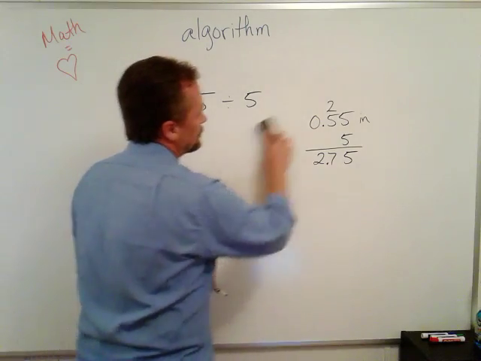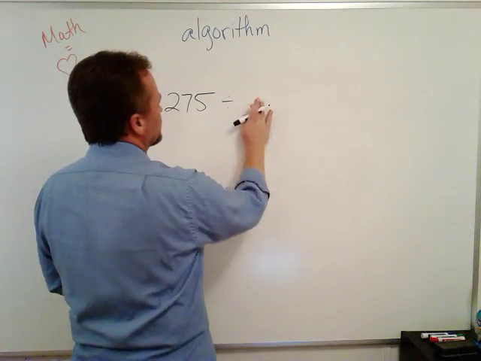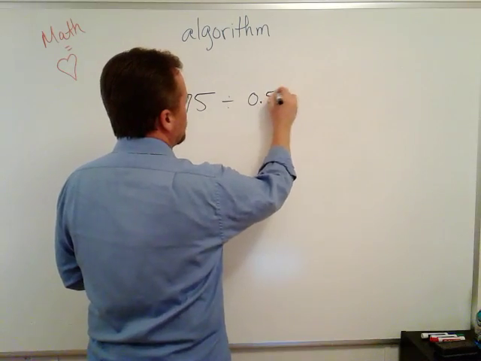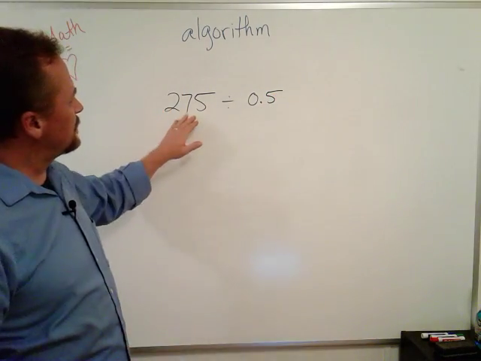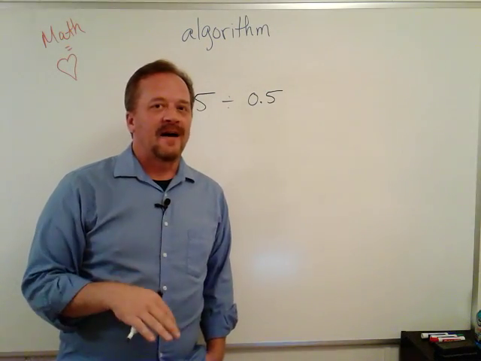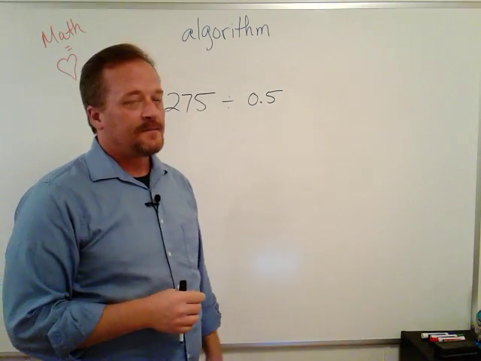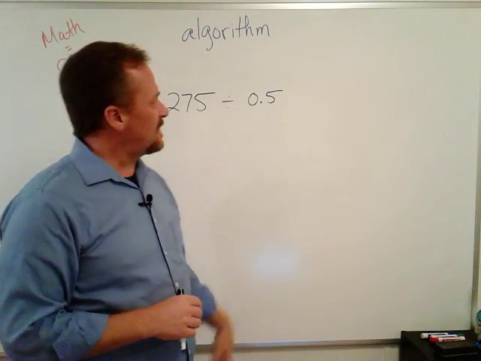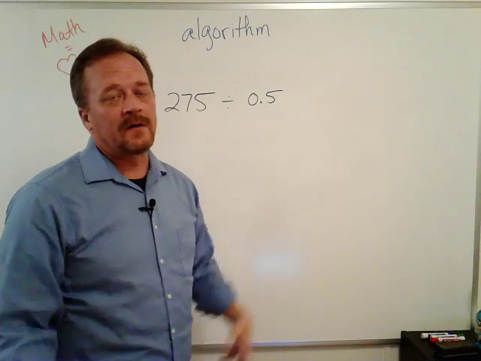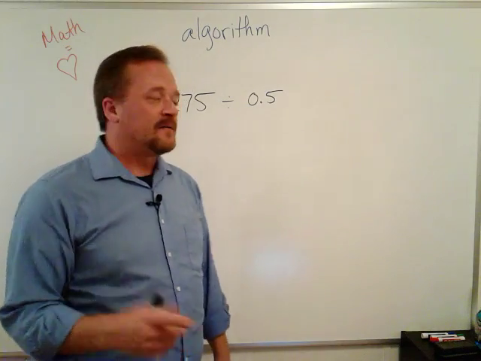What if my decimal wasn't at the 275, what if it was actually here? What if it's 275 divided by 0.5? This time, I'm trying to figure out how many times does a 1/2 go into 275? Because 0.5 is a 1/2, right? In fact, any decimal with a 0 here is less than 1. So we're trying to figure out how many halves can fit into 275. Let's set that up.